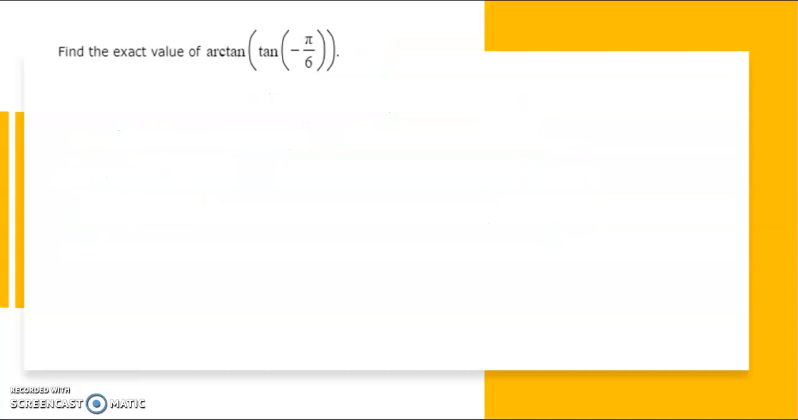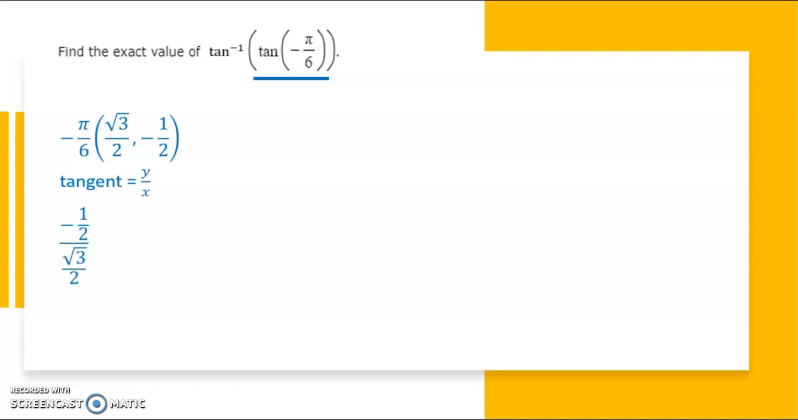Now this problem uses arctan, so that is just another way of saying the inverse tangent. Here again we'll start with what's inside the parentheses. Negative pi over 6 has the ordered pair positive root 3 over 2, -1/2. And tangent is y over x, so the tangent of negative pi over 6 would be -1/2 over positive root 3 over 2. So we have a little work to do here.